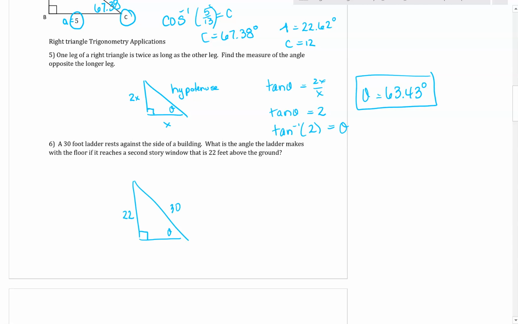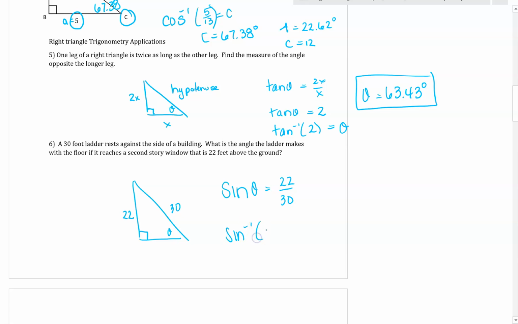Okay, so now if we're trying to find angle theta, we would need to think about which trig function is most helpful here. So notice opposite theta and hypotenuse. So that would be sine. Sine of theta is opposite over hypotenuse.